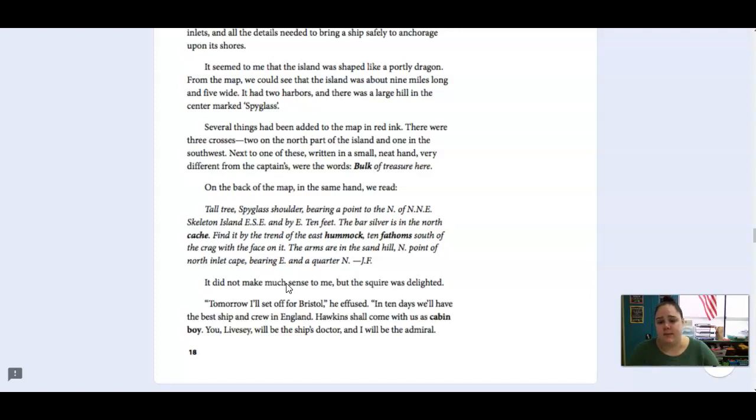Several things had been added to the map in red ink. There were three crosses, two on the north part of the island and one in the southwest. Next to one of these, written in a small, neat hand, very different from the captain's, were the words, "Bulk of treasure here." On the back of the map, in the same hand, we read, "Tall tree, spyglass shoulder, bearing a point up to the end of NNE Skeleton Island, ESE, and by E 10 feet. The bar silver is in the north cache. Find it by the trend of the east hummock, 10 fathoms south of the crag with a face on it. The arms are in the sand hill N, point of north inlet cape, bearing E and a quarter N, JF."